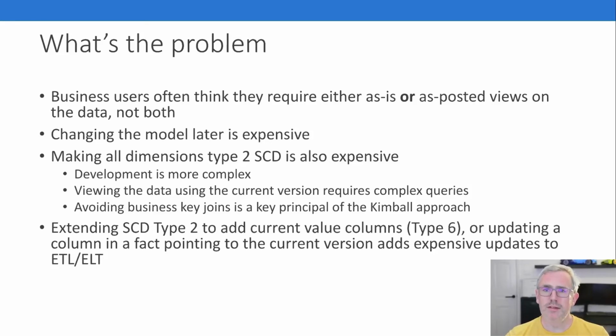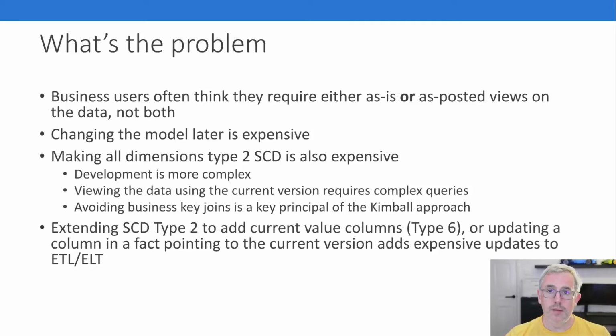But we know that those business keys can be unreliable, so that can be problematic. And it leads to an approach where sometimes users find it difficult to query that data in quite the way that they want to. So we can extend that type 2 and make it type 6 by adding extra columns, a bit like the type 3, to track the current version on the dimension itself.